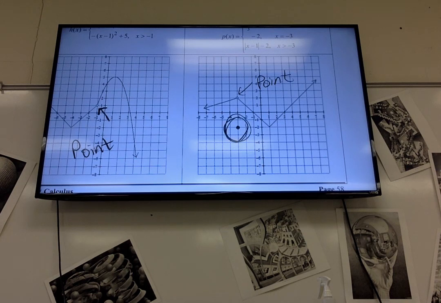This point doesn't matter if it's there or not. It'll matter when you're listing domain, if you're listing that, but it does not matter at all whether it's a point or jump discontinuity. The fact that it's a point discontinuity is only because of that open circle.